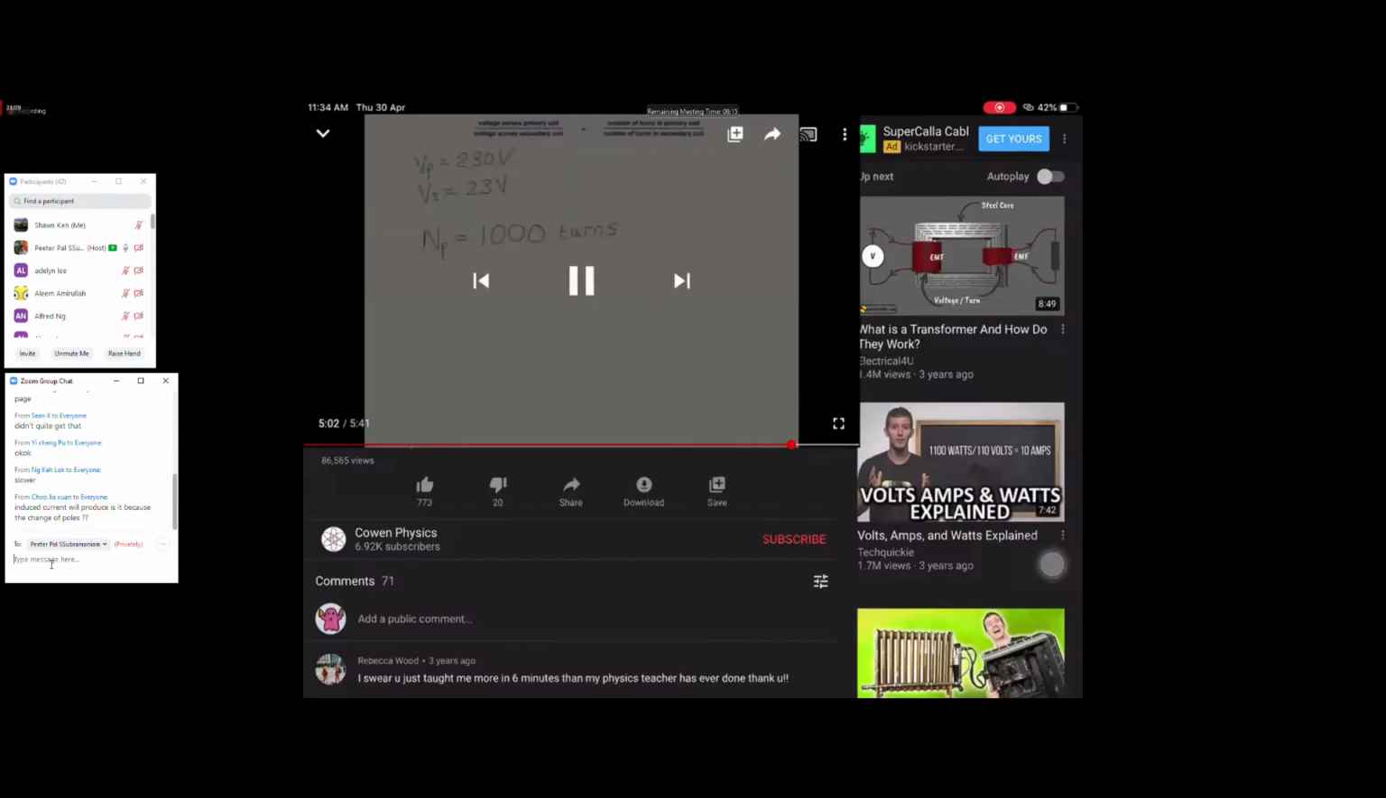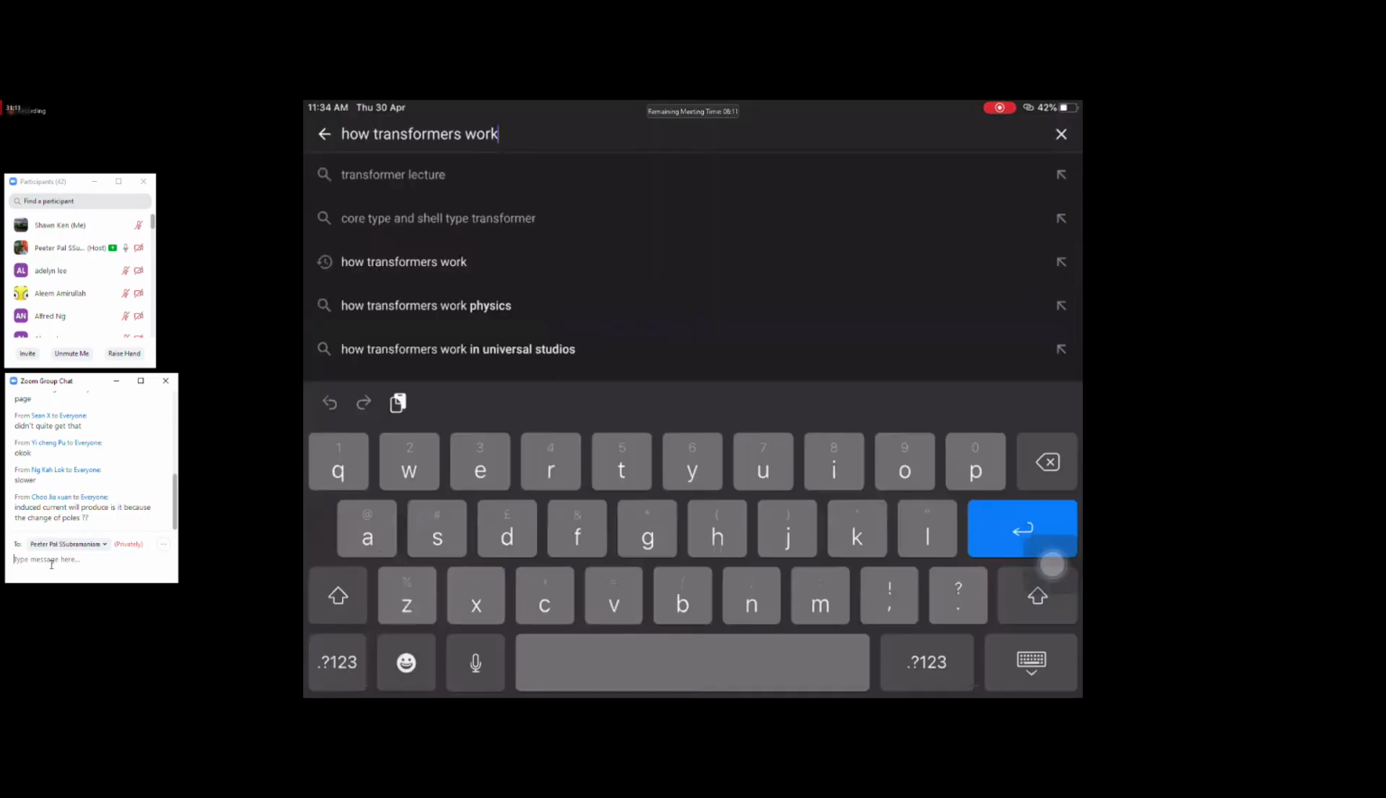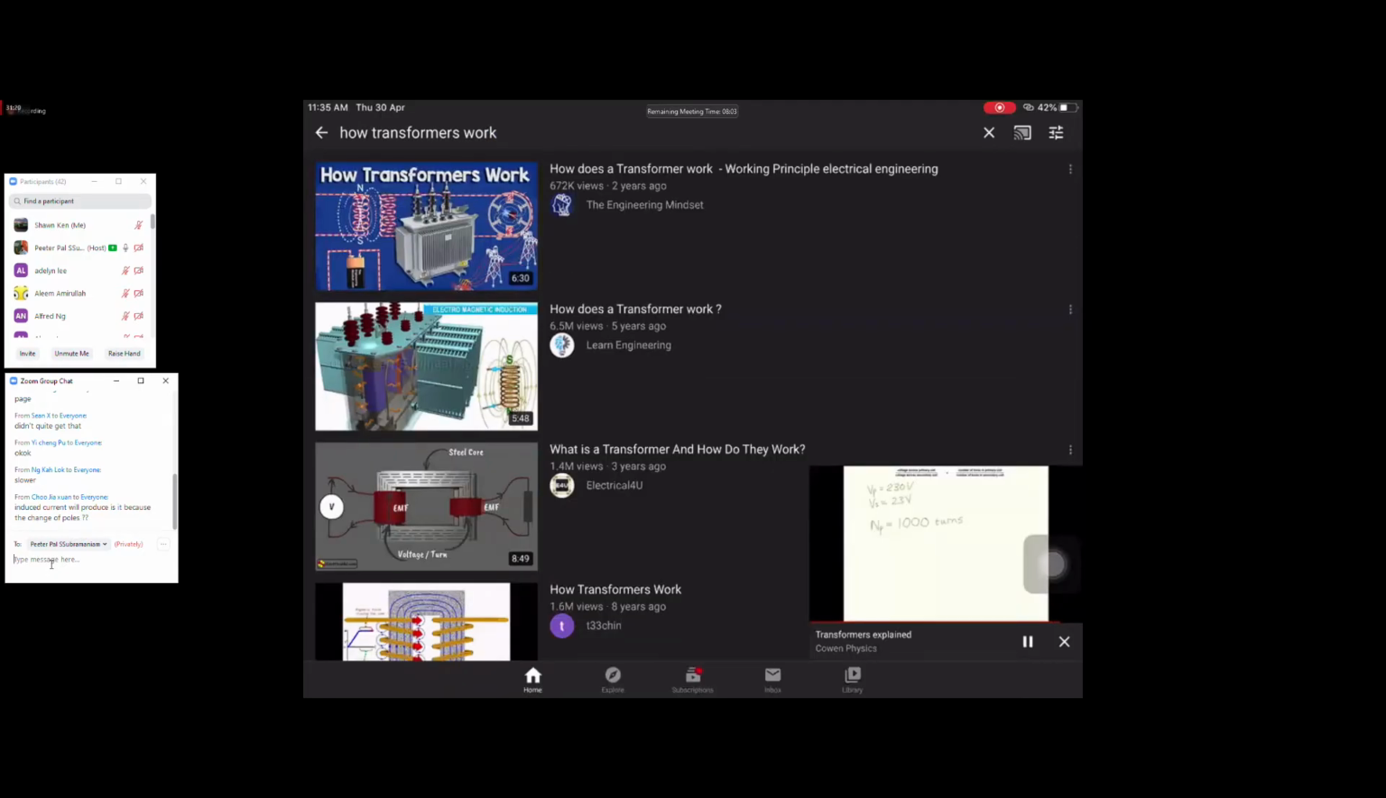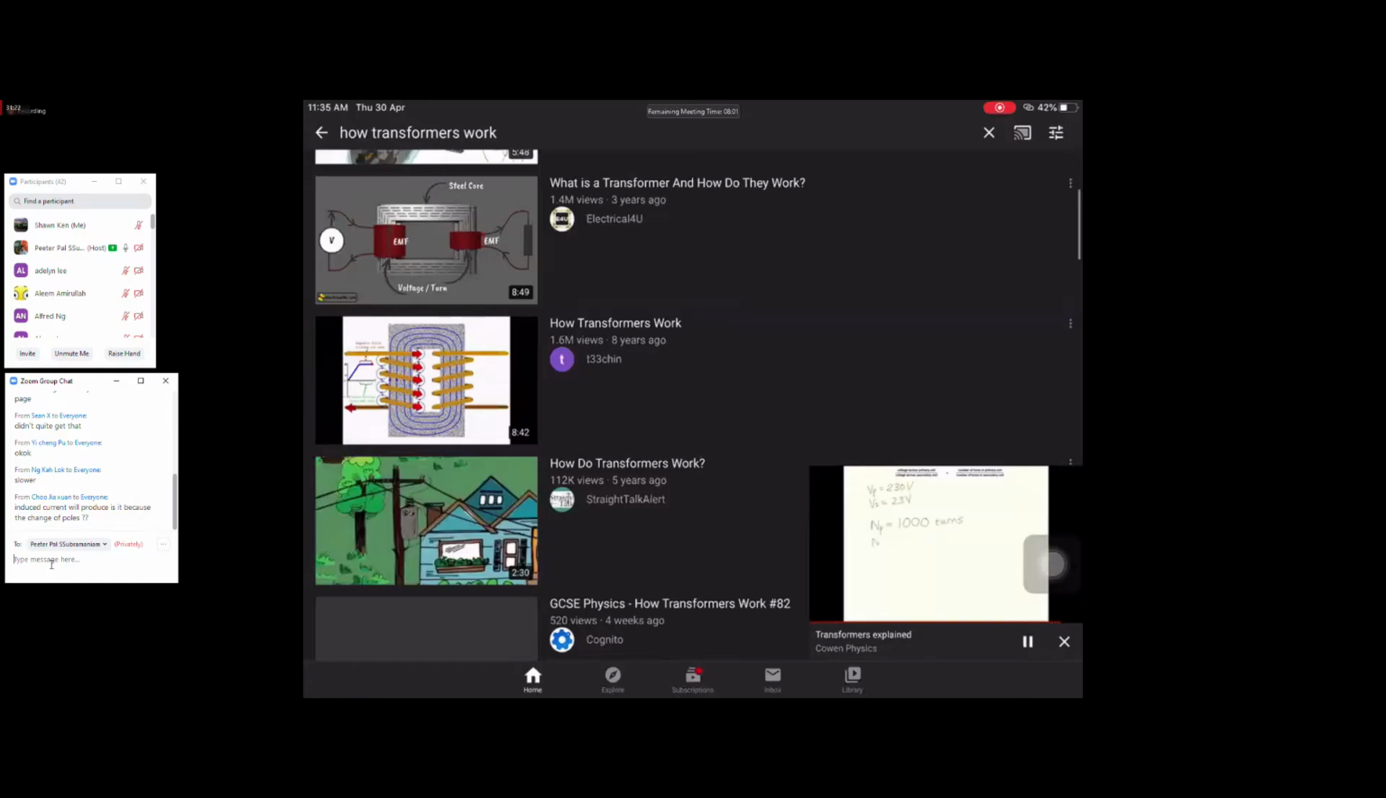Now, if we have 1000 turns on the primary coil, we need to choose a secondary coil that has enough turns to make the same ratio. So we want to show 10. So a secondary coil with 100 turns.